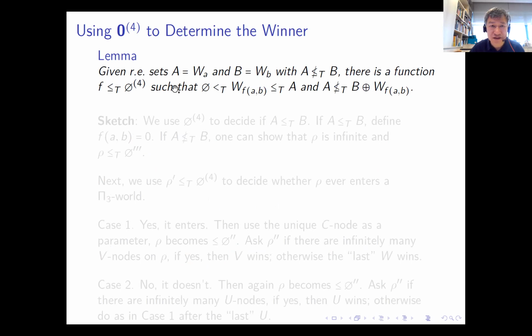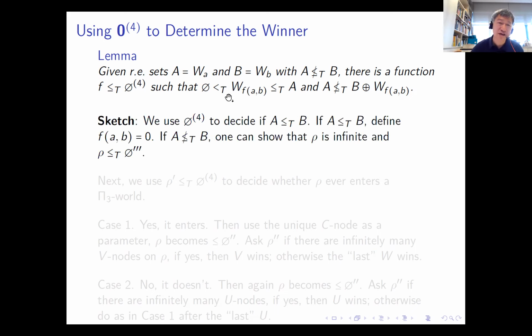Which says this: suppose you give me two indices, W_A, which gives me RE set A, and W_B, which gives me RE set capital B, and A is not computed from B. Then recursive in 0 to the 4, I can return you the index of the witness X. So that is the W with the index F of A, B. So here's a sketch. Since I didn't define lots of things, it's very hand-wavy.